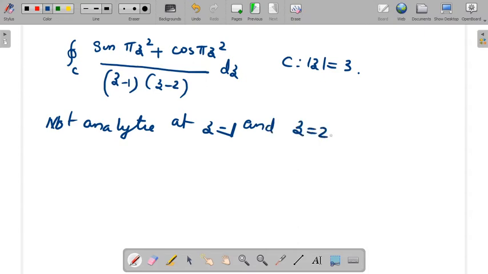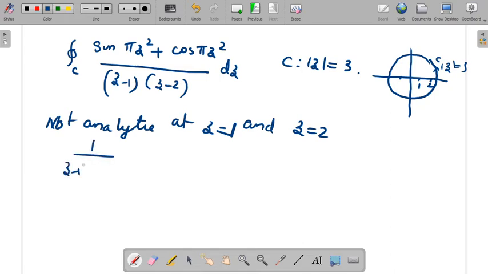If you look at this contour, we have |z| = 3, and z = 1 and z = 2 are the points where the function is not analytic, and both these points lie inside C. So you cannot apply Cauchy's integral theorem, as the function is not analytic within C. So we try to apply Cauchy's integral formula here, but the problem is we have more than one linear factor in the denominator. So we try to split this.